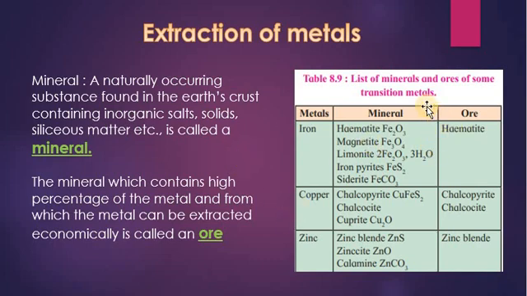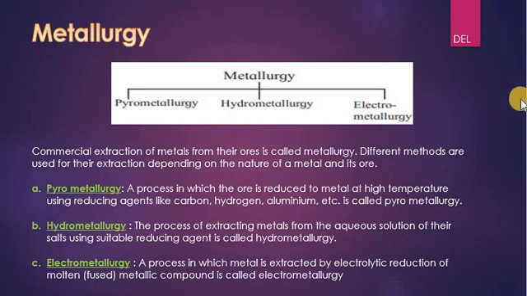This is the list of so many minerals of iron, copper and zinc, but out of these many minerals we consider hematite as an ore of iron, chalcopyrite and chalcocite as the ores of copper, and zinc blende as the ore of zinc. Metallurgy: commercial extraction of metals from their ore is called metallurgy. Different methods are used for their extraction depending upon the nature of the metal and its ore.